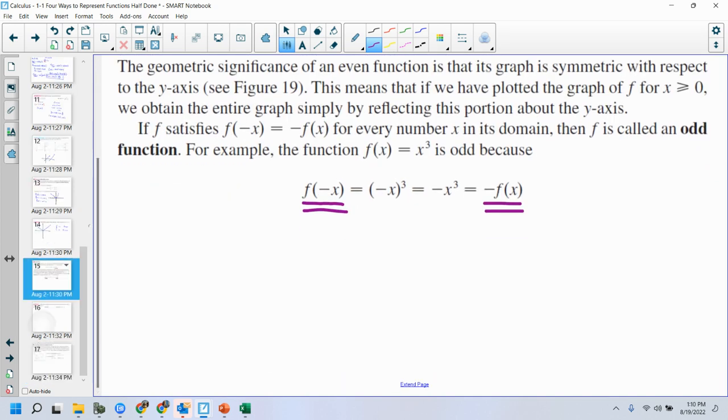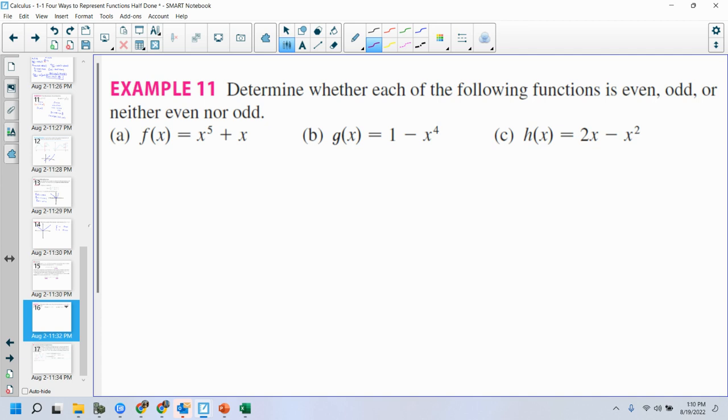Okay. So let's determine whether the functions are even, odd, or neither. Corbin, right? Yeah.